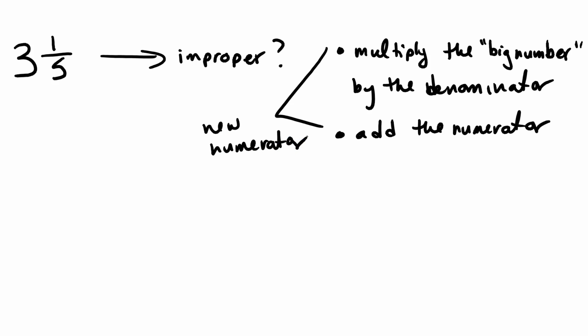Let's do this one. I'm going to multiply 3 times 5, which is 15, plus 1 is 16. So 3 and 1/5 is just 16/5. Let's do another one. 7 and 3/8. 7 times 8 is 56, plus 3 is 59. So that is 59/8.